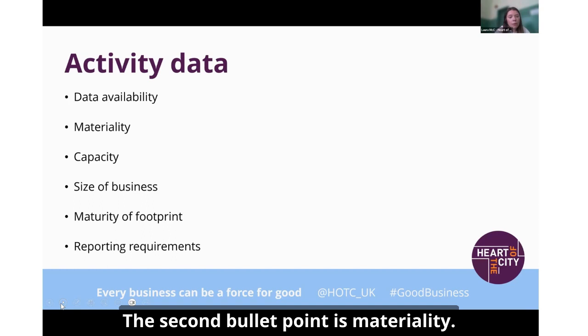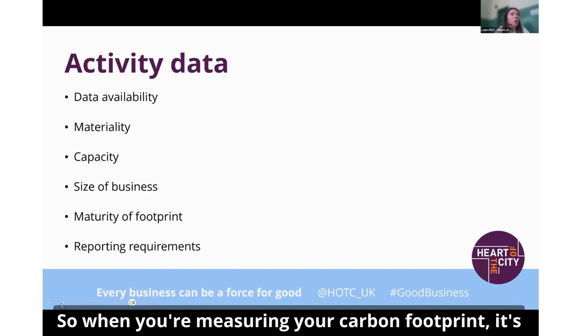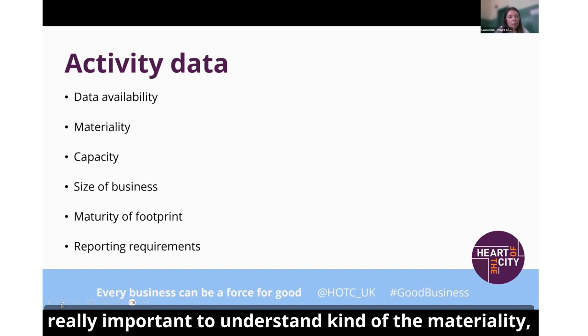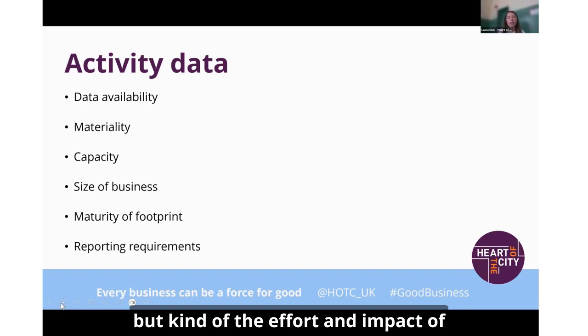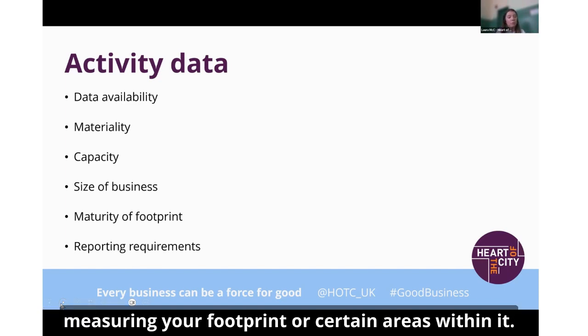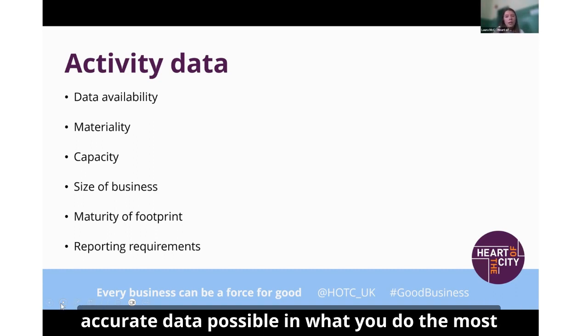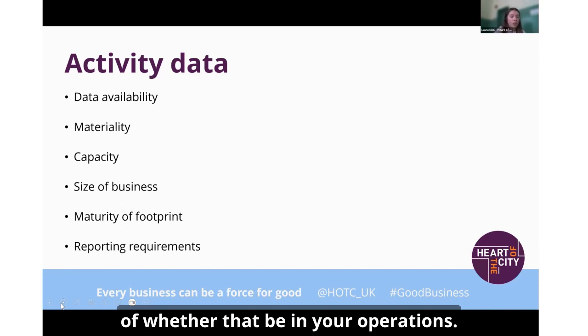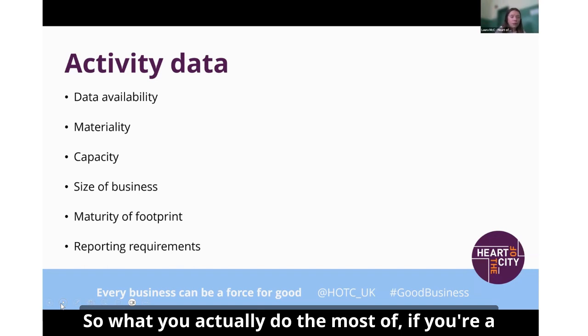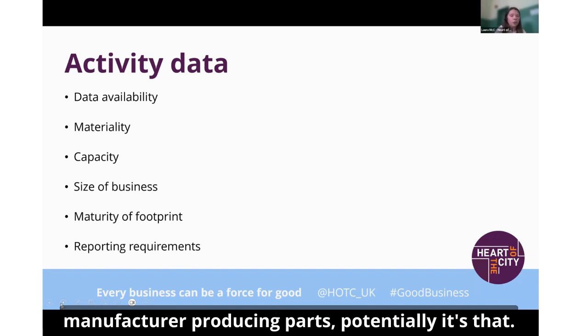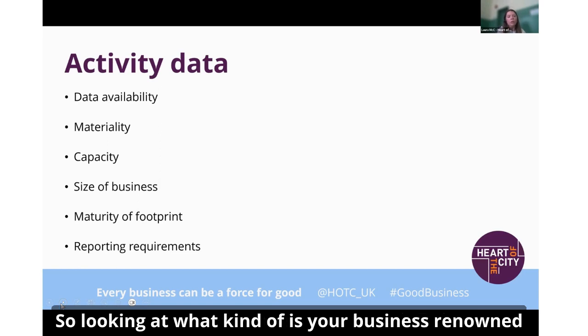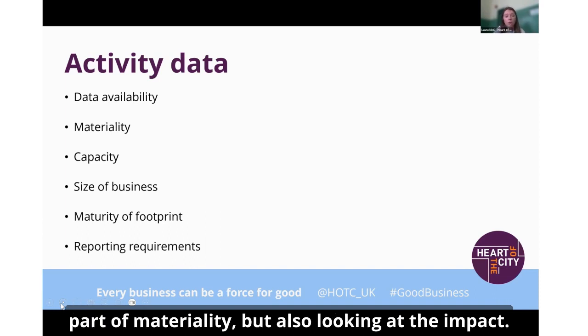The second bullet point is materiality. When you're measuring your carbon footprint, it's really important to understand the materiality, the effort and impact of measuring your footprint or certain areas within it. So you should be looking to get the most accurate data possible in what you do the most of, in your operations. If you're a manufacturer producing parts, potentially it's that. So look at what your business is renowned for, what takes up the most time, and that's one part of materiality. But also looking at the impact.